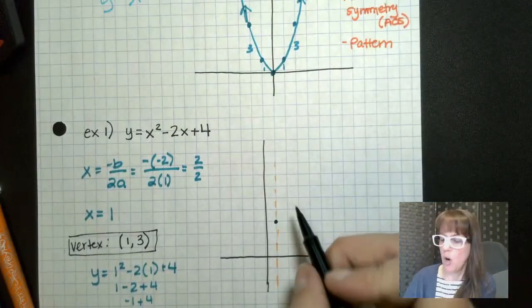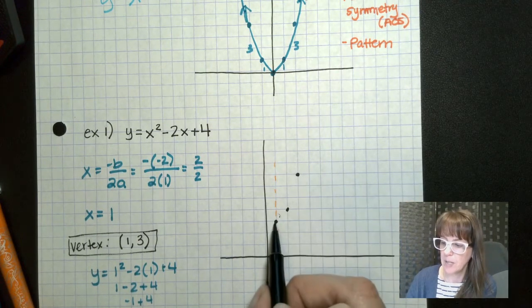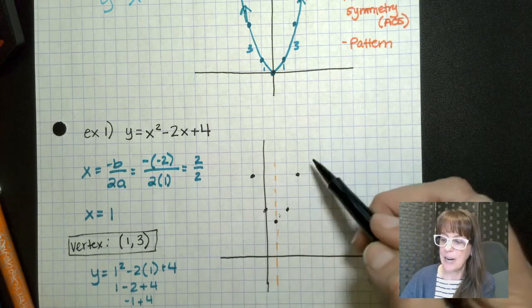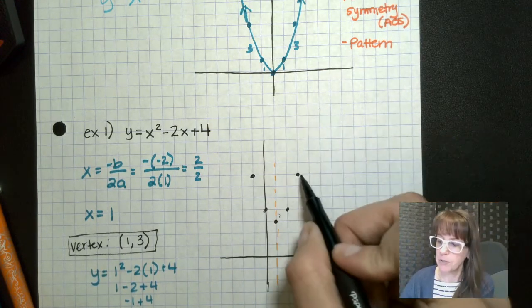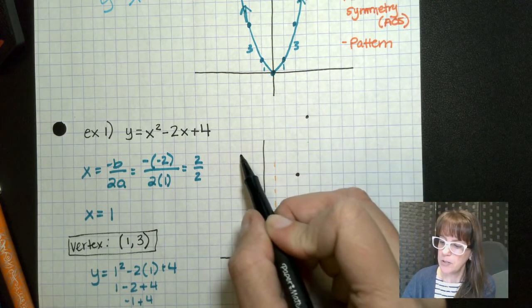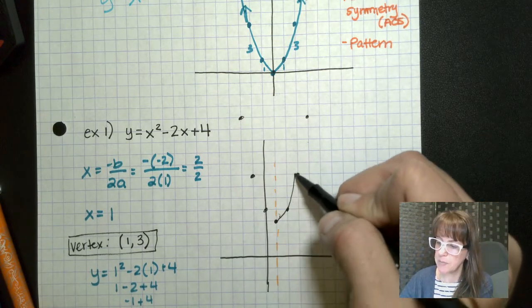Meaning we go over 1, up 1, over 1, up 3. Again, over 1, up 1, over 1, up 3. Now we could go up 5 if we wanted to. So 1, 2, 3, 4, 5, and 1, 2, 3, 4, 5, just like that. So there is our giant parabola.